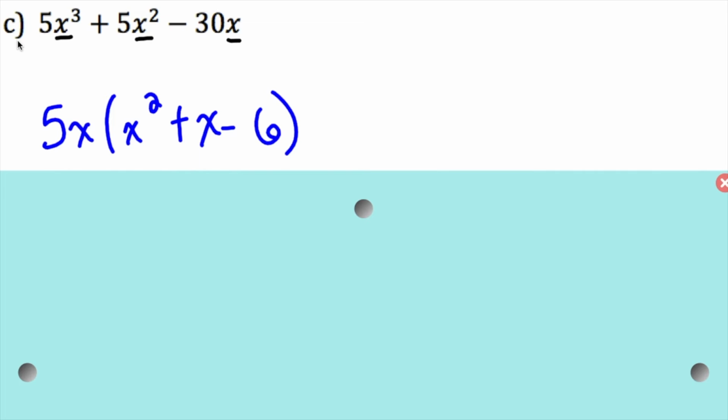We took 1 out. That means we're left with 2. 5 divided by 5 again is 1. We started with x squared. We took 1x out. We're still left with an x. And then minus 30 divided by 5 is 6. We started with an x, and we took that x out.